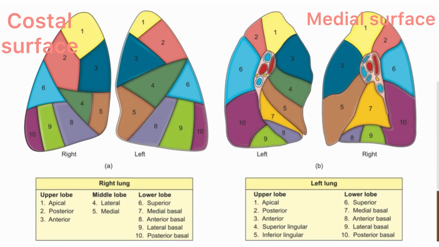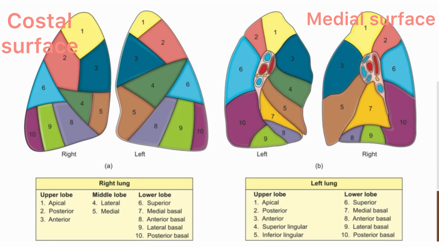Now, remember that the right lung consists of three lobes, which are the upper, or you can say the superior lobe, the middle, and finally the lower or the inferior lobe. Now, these bronchopulmonary segments are divided based on their lobes. So, for the upper lobe, we have three bronchopulmonary segments, which are labeled 1, 2, and 3. The diagram A shows the costal view of the lungs, that's the costal surface, while B shows the medial surface of the lungs.